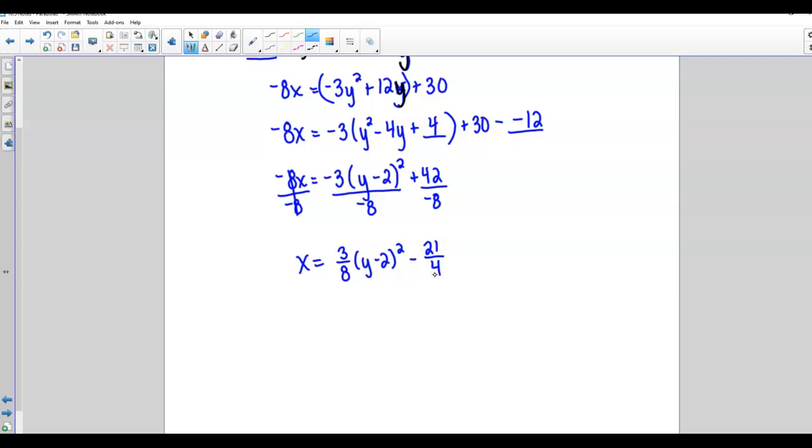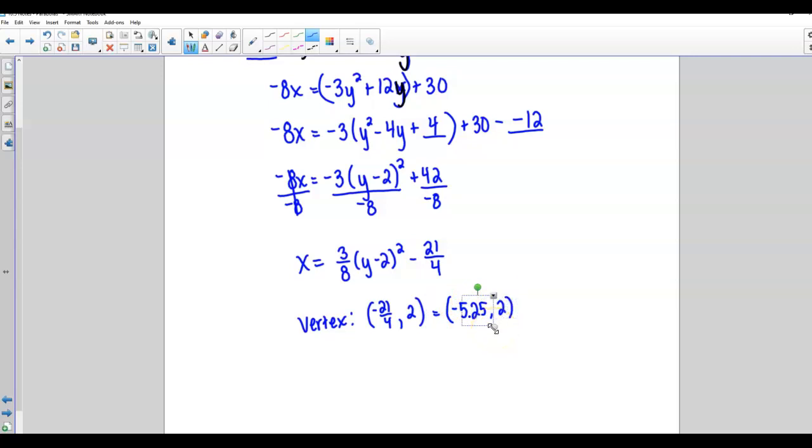It's a little bit ugly, but it's not too awful to deal with. So we have a vertex for this parabola. Our y-coordinate is going to be a positive 2, and our x-coordinate is that negative 21 over 4. It might even be helpful in this to change that to a decimal. So if you change that to a decimal, you got negative 5.25. And 2, it might be a little bit easier to work with.